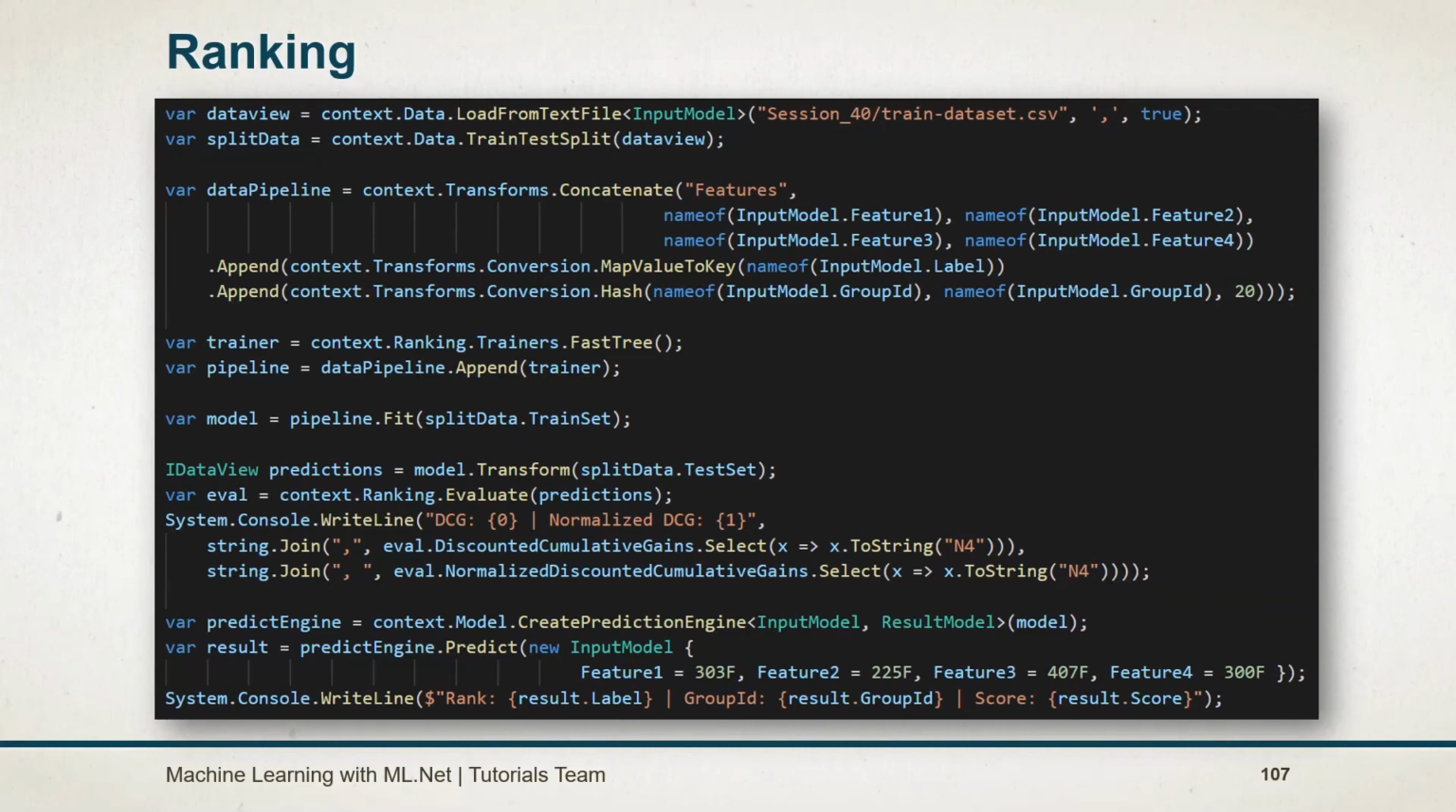We used the FastTree trainer. It requires the NuGet package for FastTree. We can also use LightGBM, which requires the package for LightGBM. Append the trainer in the pipeline. Create a model. Evaluate that model. Then create the prediction engine and perform the prediction with it.